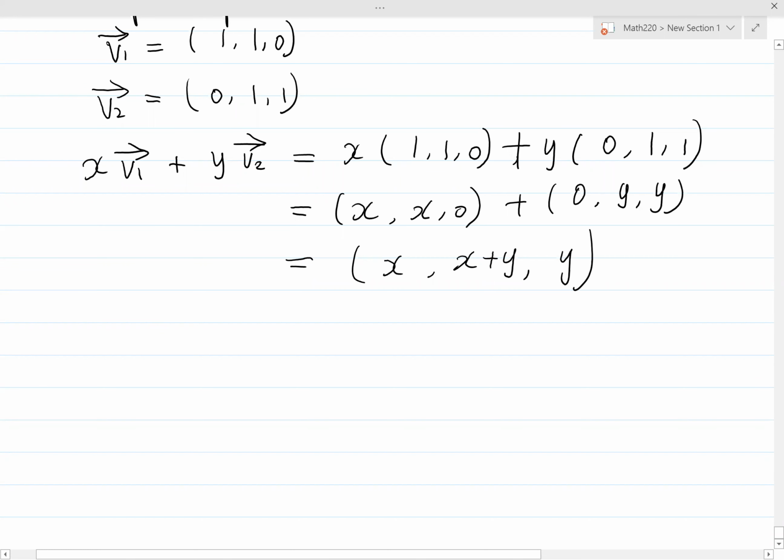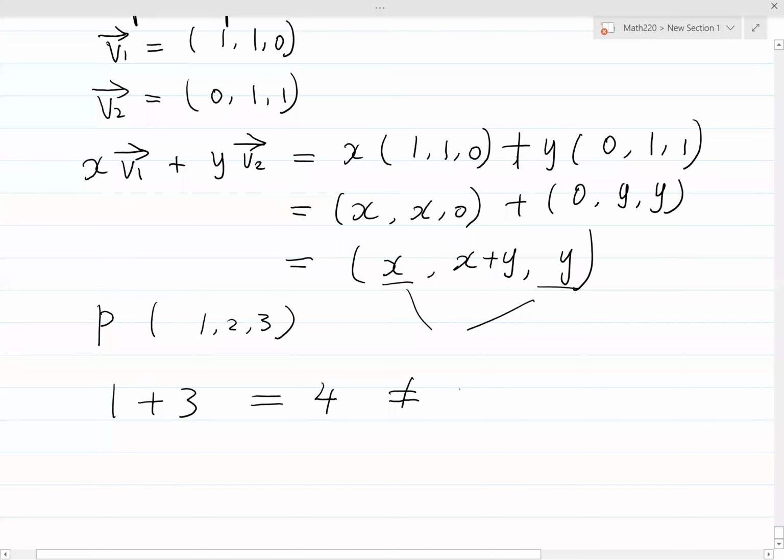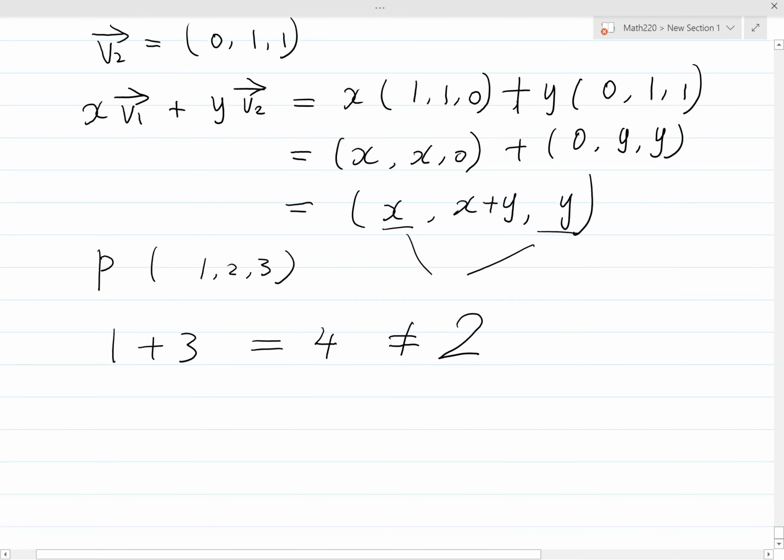Okay, you see P is (1, 2, 3). The span: you see, the first plus the third, add them together, corresponds to X plus Y. So 1 plus 3, X plus Y is 4, which differs from the second coordinate. So you see, OP can never be written as X V1 plus Y V2.